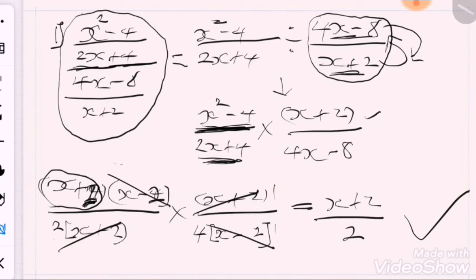So this is how we can simplify this, given this question. Make sure you copy this out, to learn it yourself. Let me clean for me to have the second question.